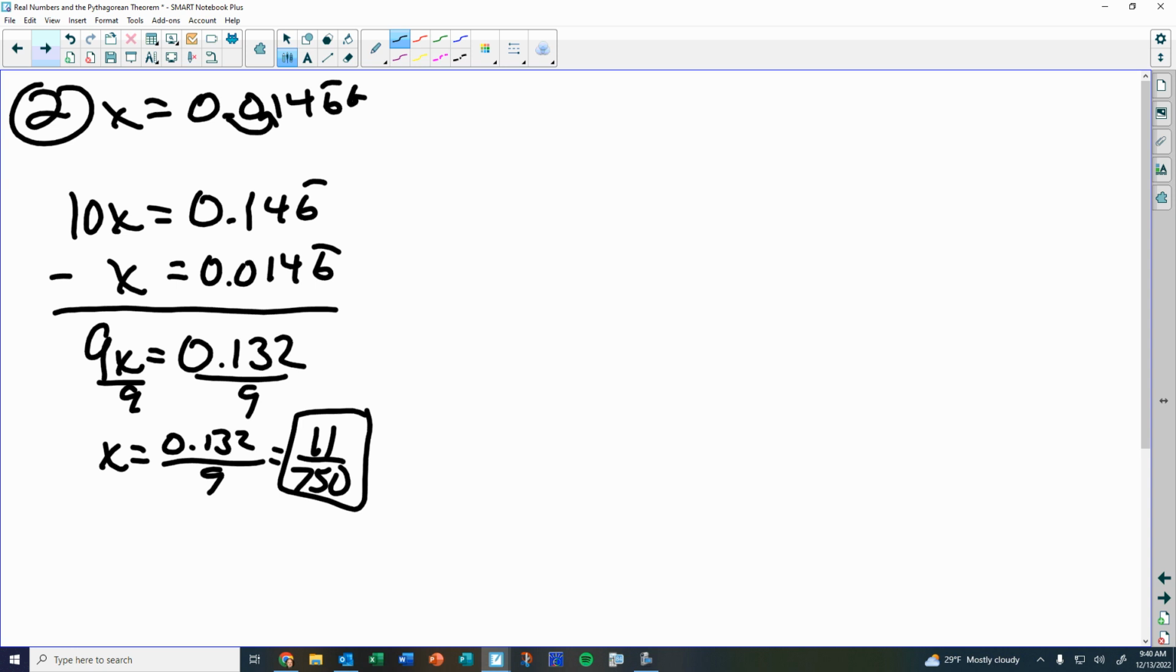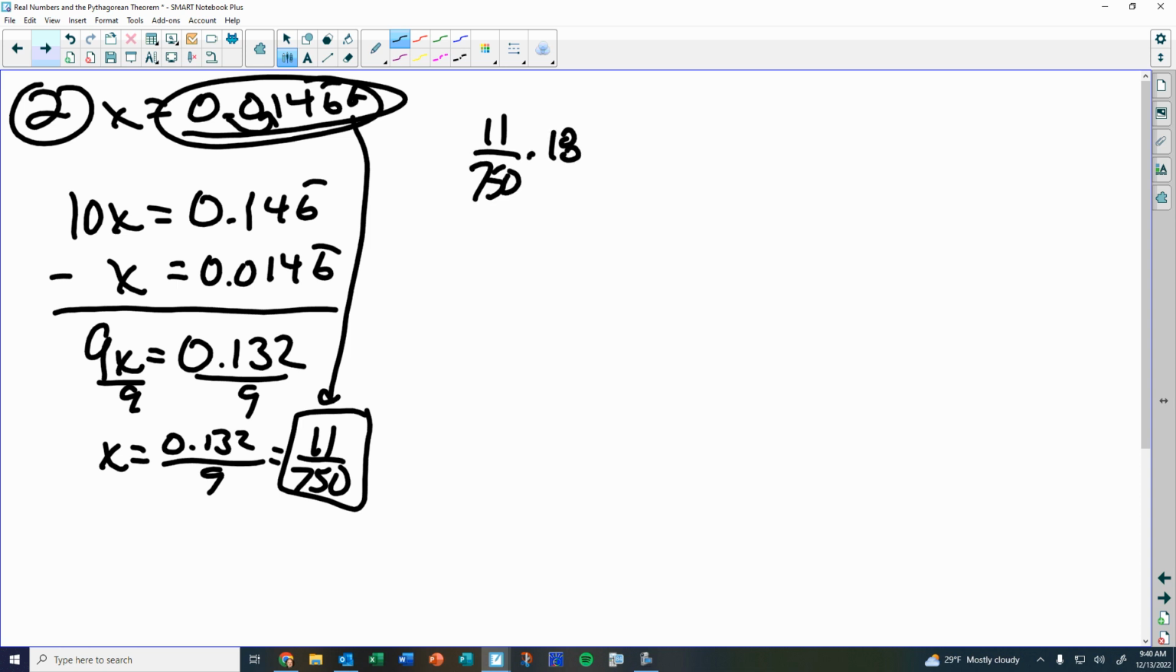But we haven't answered anything yet. All we did was took this original decimal up here, and that's the fraction that it comes up to simplified. So to figure out the gallons of gas, we're going to take that 11 over 750 and multiply it by 18.5, because that's how many gallons of gas the tank has. So when you multiply 11 times 18.5, you get 203.5 over 750.